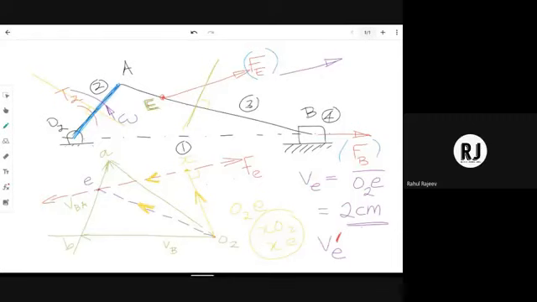Yes, sir. Okay. Now look at the component XE. Look at the component XE. See, XE is the component of velocity of point E, which is in the line of action of FE. Because see, this is parallel to the line of action of FE.